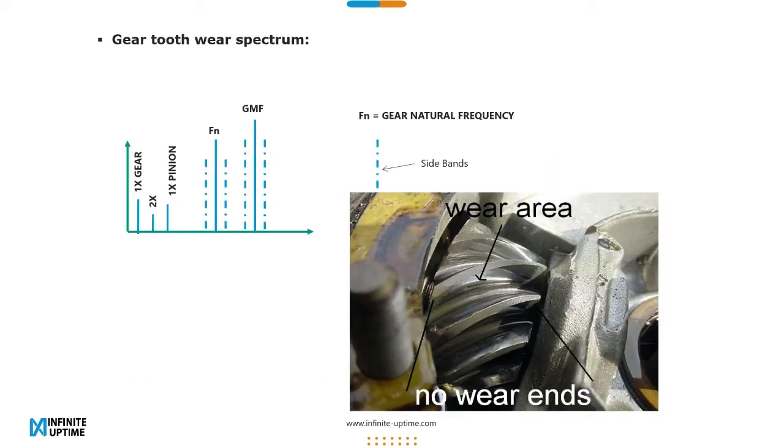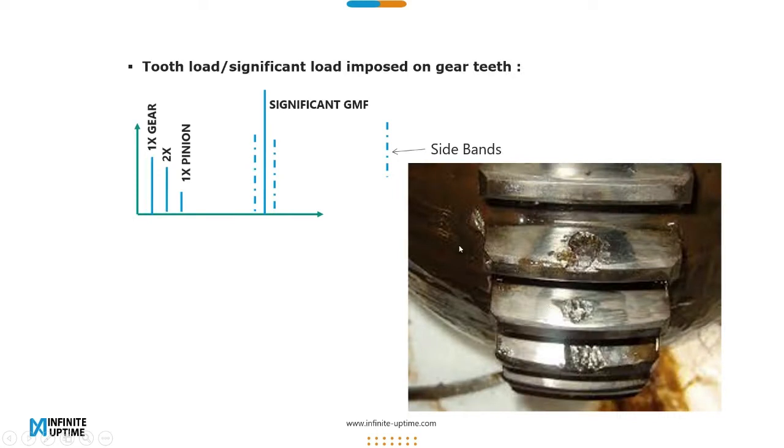Now, gear tooth wear spectrum ideally looks like this, wherein you have a high amplitude GMF with the presence of sidebands visibly looking like this. Tooth load, or significant load imposed on gear teeth, looks like this. In such a scenario, the GMF is quite significant and it even varies with variations in load.